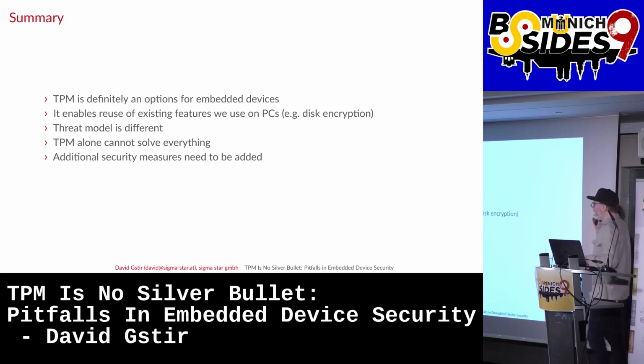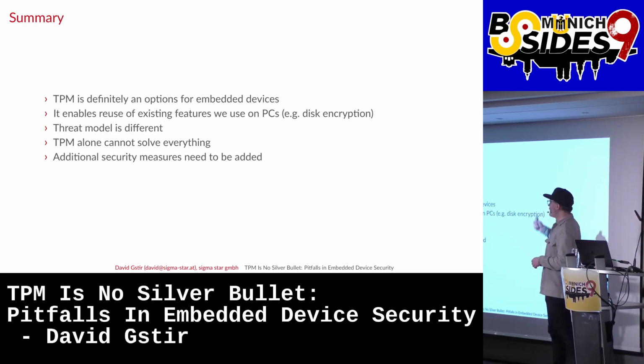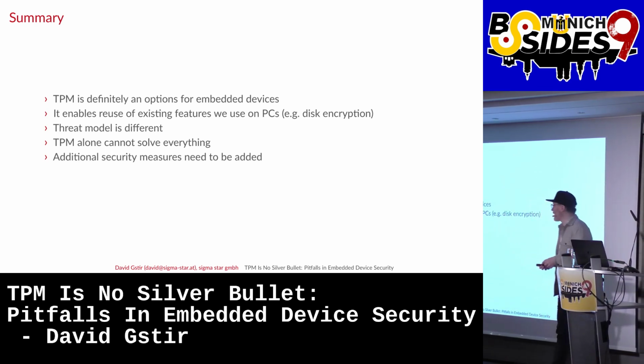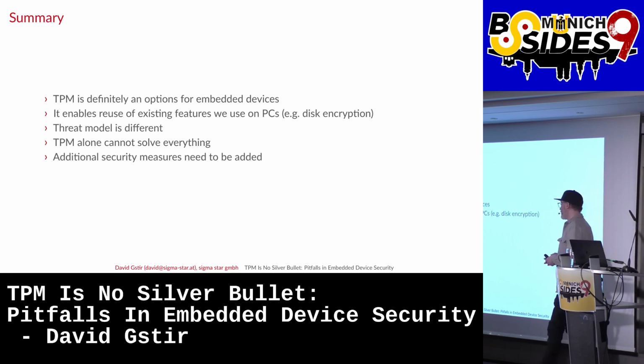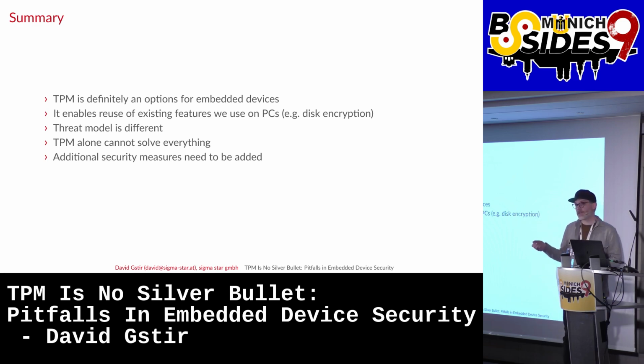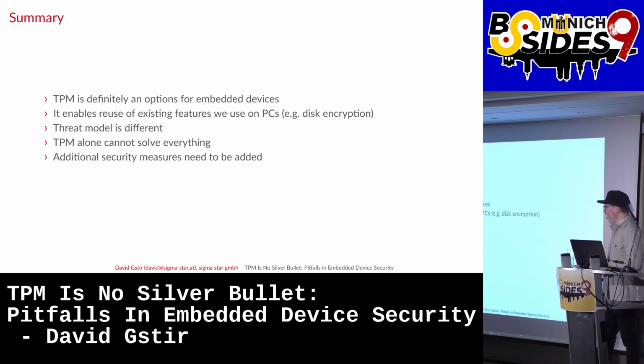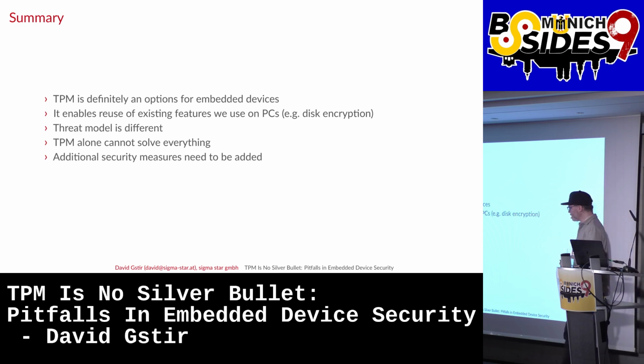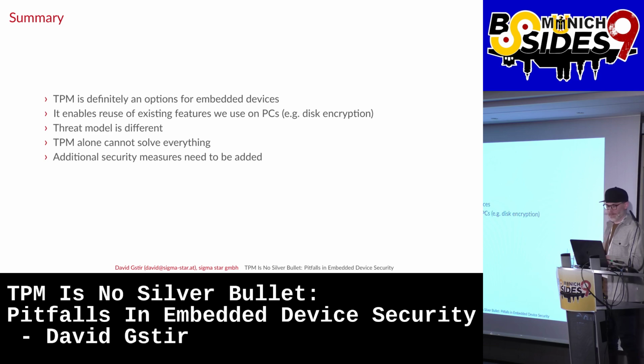Okay. Let's come to really an end here. TPMs are definitely an option for embedded devices. They are not that common, but we can reuse a bunch of features from PCs, like disk encryption, as I mentioned multiple times. Systemd really integrates with TPMs already, so you can use that on an embedded device as well. But the threat model is slightly different, and in some areas a lot more different. So the TPM alone will never solve everything for you. You have to do additional things, and you have to know them and take care of them yourself.